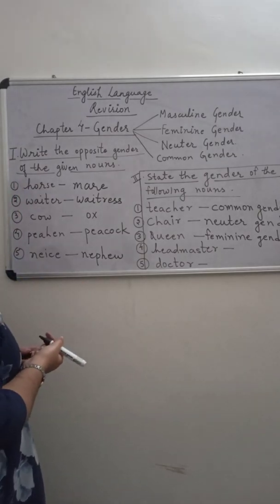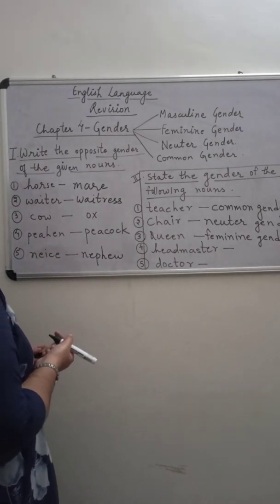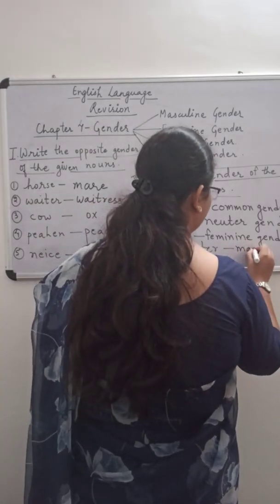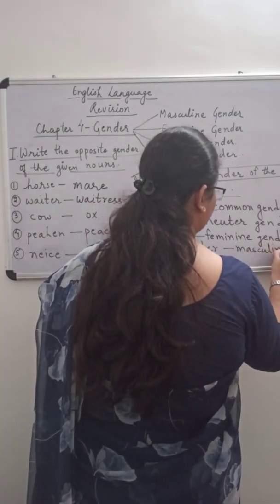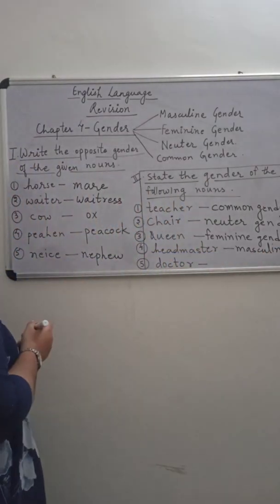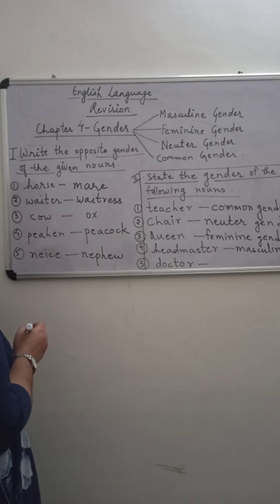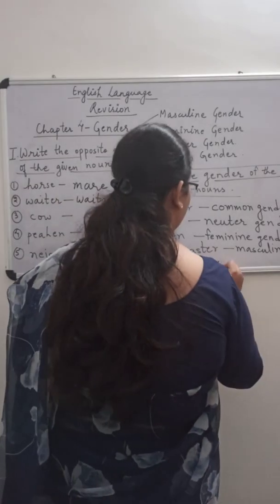Headmaster. Headmaster belongs to the male group. So the gender of headmaster will be masculine gender. Doctor. Now doctor can be both male or female. So the gender of doctor is common gender.